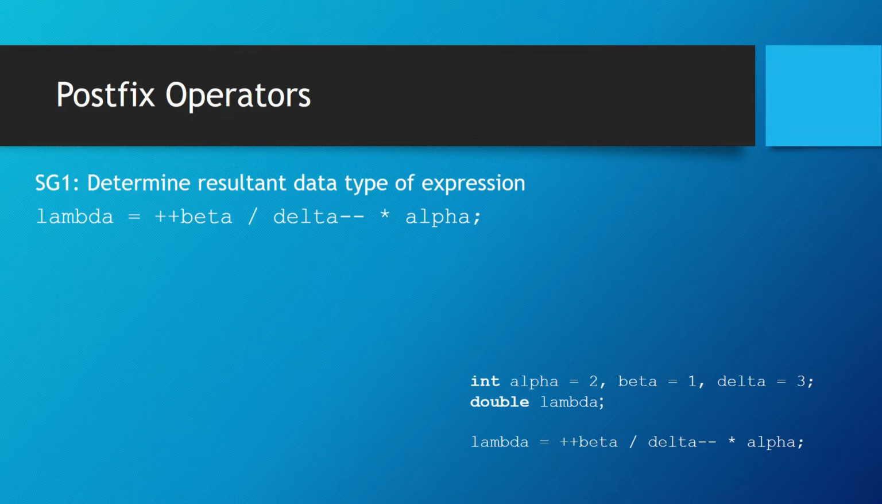Let's begin with subgoal 1. Determine the resultant data type of the expression. We look at the right-hand side of the assignment statement and see we have the variables beta, delta, and alpha. These are all integers, so the resultant data type will also be an integer.